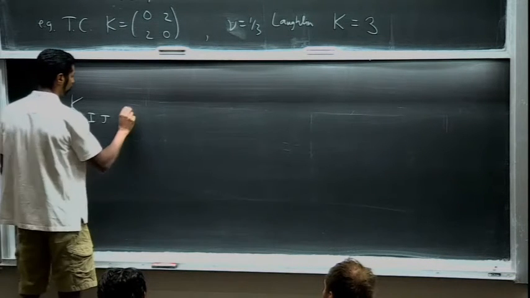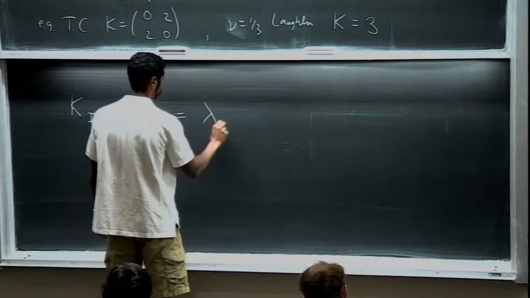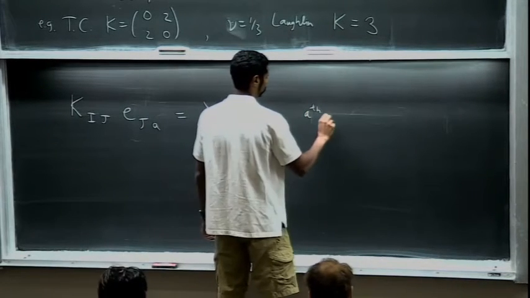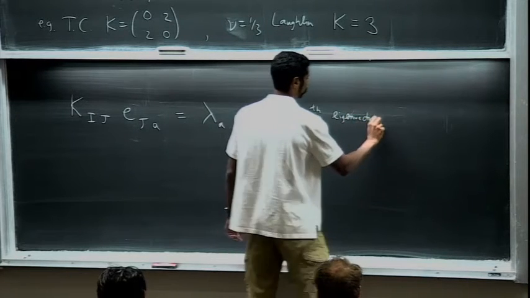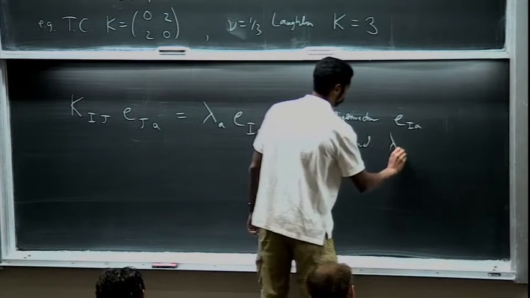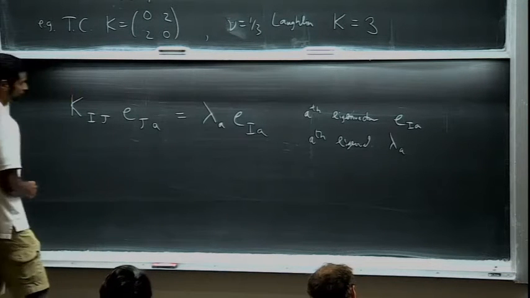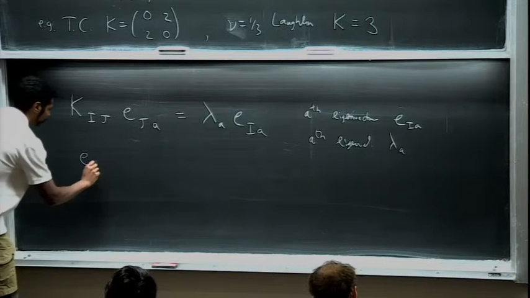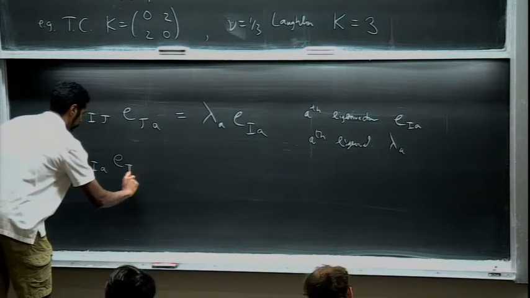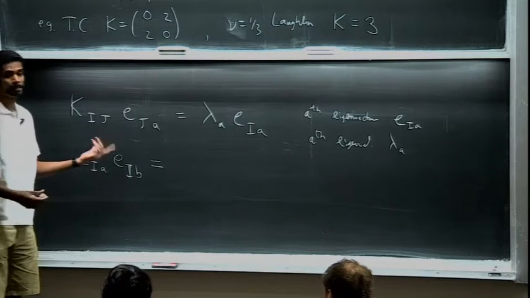Okay, it's non-degenerate and symmetric, so we can find eigenvectors for this. So let's call the a-th eigenvector e_i^a, and the a-th eigenvalue is lambda_a. Now we can normalize the eigenvectors. First of all, if a and b are different, the inner product of the eigenvectors should vanish. If they have different eigenvalues, it has to vanish.